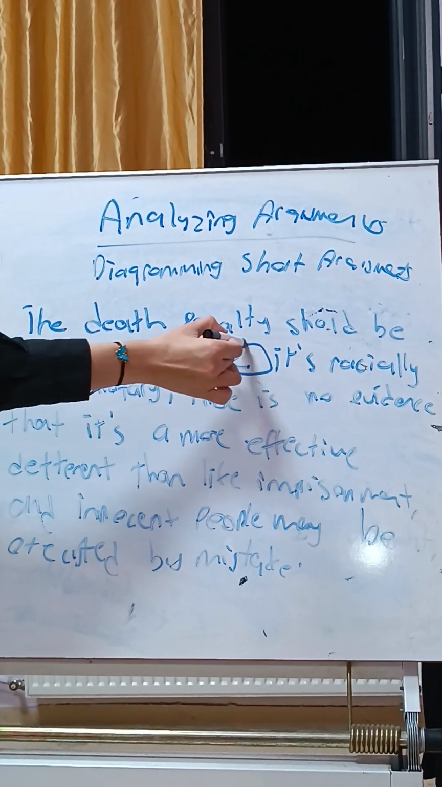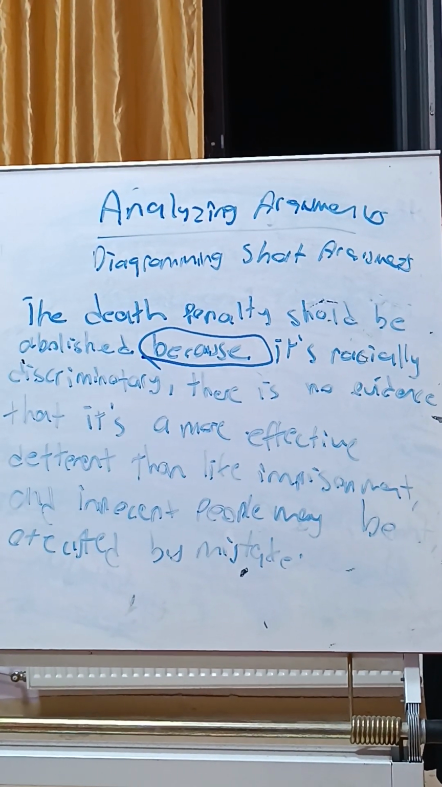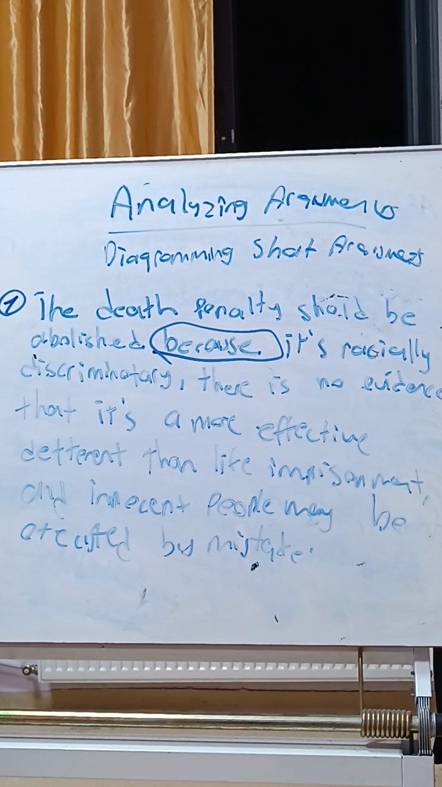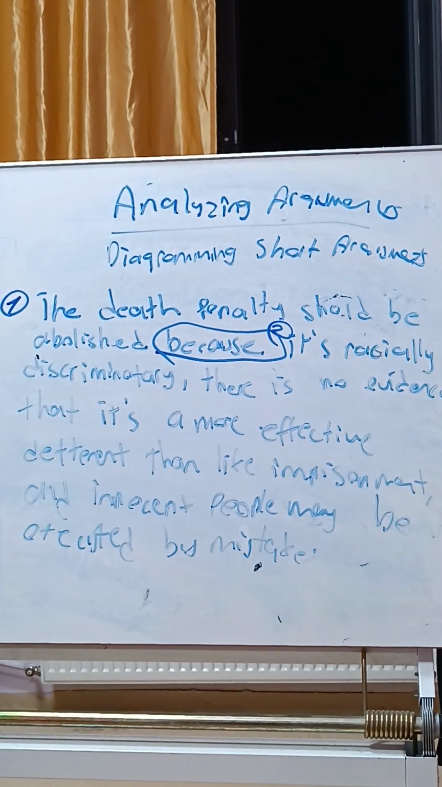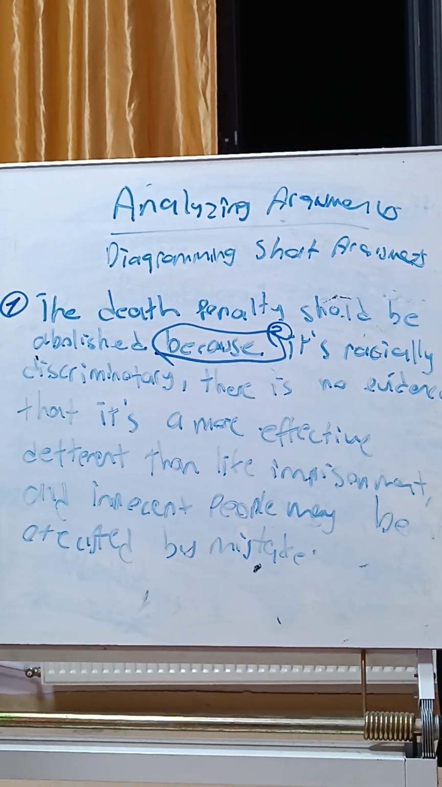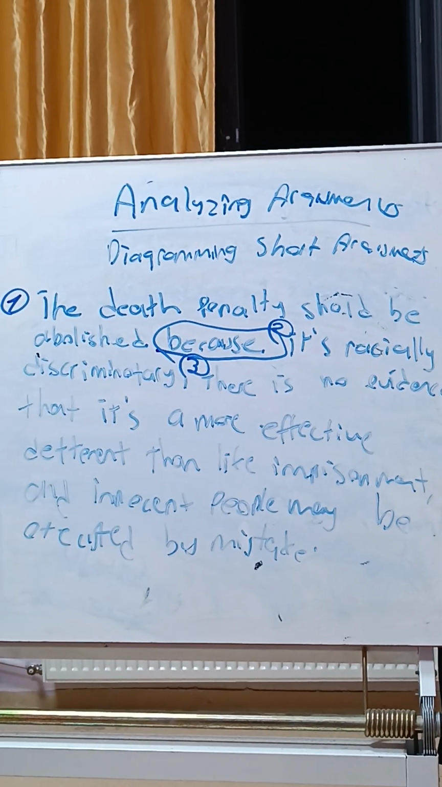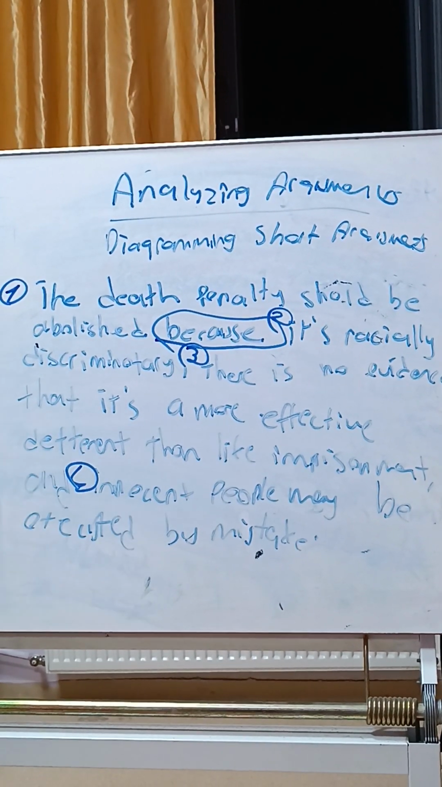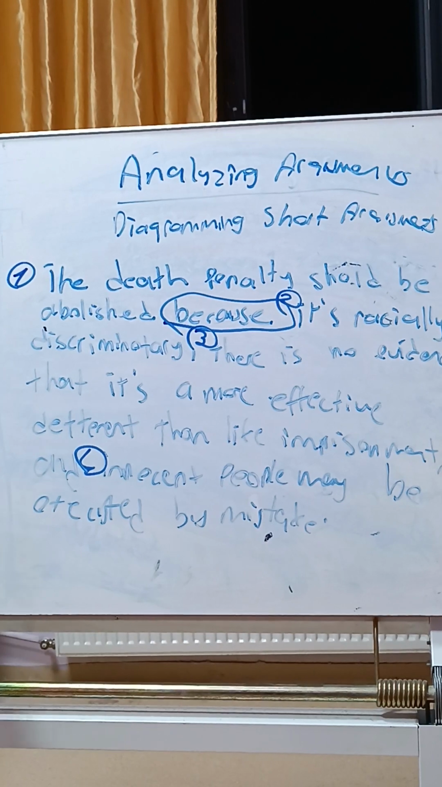Here we have "because," and this is our indicator. And then number the statements consecutively as they appear in the argument. This is the first sentence. And after the "because," this is our second sentence. And "there is no evidence" is our third sentence. And lastly, we have "innocent people may be executed by mistake." This is our fourth sentence. Then arrange the numbers on a page with premises placed above the conclusions they are claimed to support, like that.